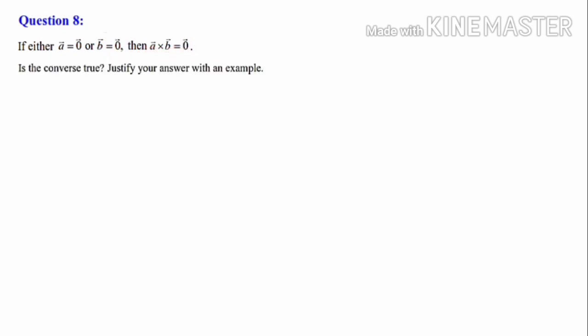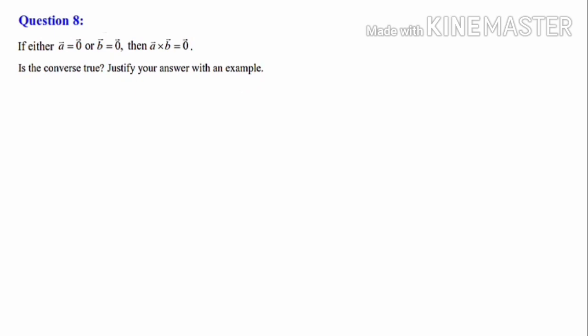Next we shall discuss question number 8. The question is, if either vector A is equal to 0 vector or vector B is equal to 0 vector, then vector A cross vector B is equal to 0 vector. That is a statement. Is the converse true? Justify your answer with an example.